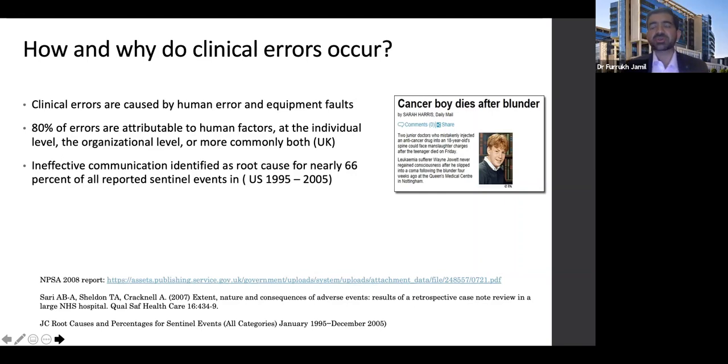On the right side, I just put one example. Every so often you will see these kinds of pictures in the newspaper, saying that this blunder happened and this disaster happened, and most of them are due to human factors.